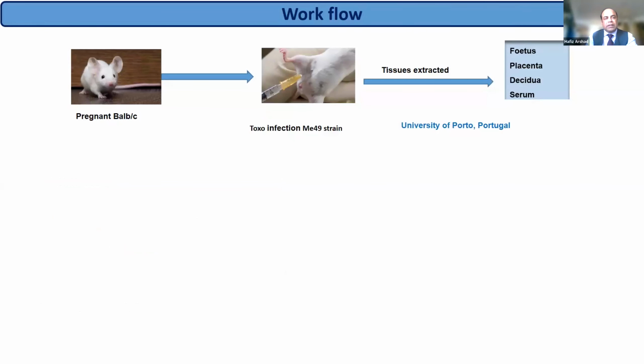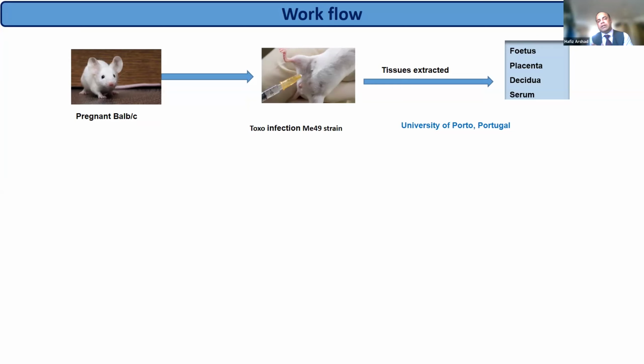Okay, so this slide shows the workflow. It was carried out in pregnant BALB/c mice, and this study was carried out at the University of Porto in Portugal. All the pregnancy maintenance and housing were done at the University of Porto. Then they were given Toxoplasma infection with the ME49 strain, and after confirmation of infection, tissues were collected from the mice. Those tissues were fetus, placenta, decidua, and serum.